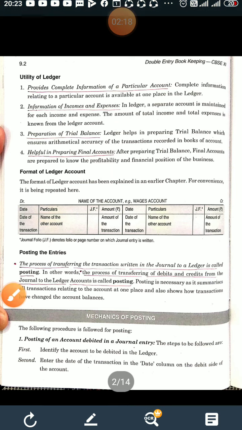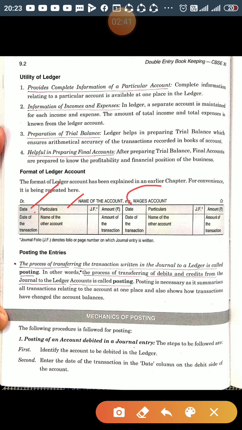Now there are four columns on each side. On the debit side, the first column is the date column. In the date column, we will write the date of the transaction. In the particular column, we will write the account which is credited against the account we have opened. Like, if we have opened the wages account, we should write wages account at the middle of this format, and the accounts which are credited against the wages account we will write in the particular column with the prefix 'To'.